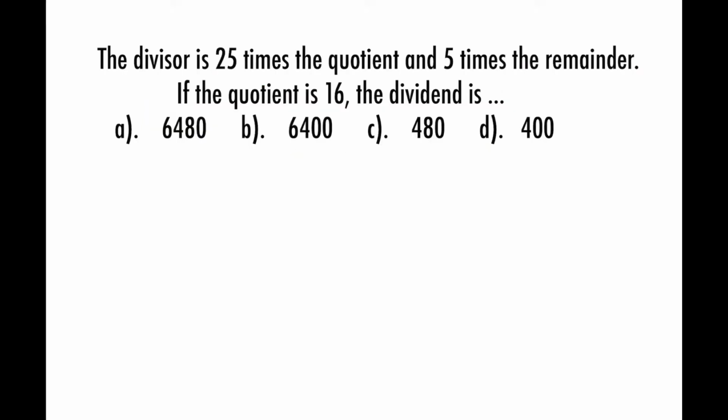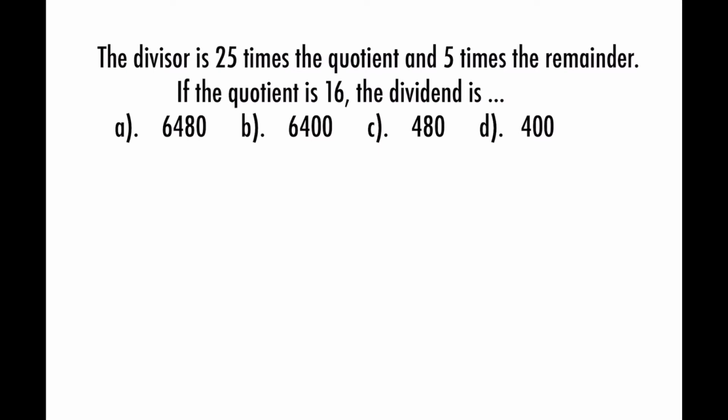The divisor is 25 times the quotient and 5 times the remainder. If the quotient is 16, the dividend is? Four options are given: 6480, 6400, 480 or 400.